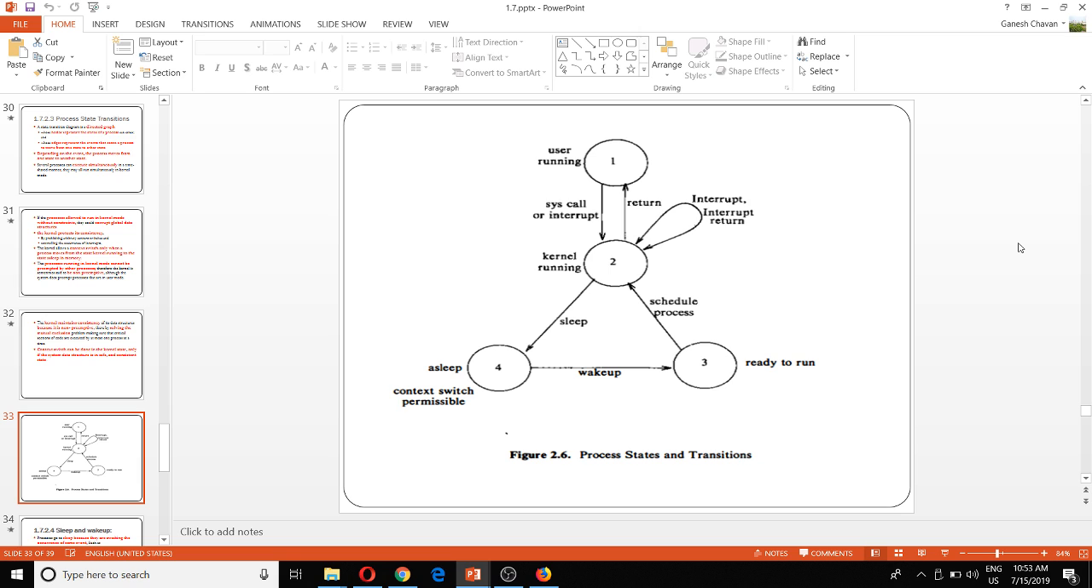Ready to run is our state number 3, and from that 3 to kernel running, this 3 to 2 transition happens when a process is scheduled. A transition from 2 to 4 happens when a process goes to sleep, and the 4 to 3 transition happens when a process wakes up. Now 1 to 2 and 2 to 1, these transitions happen when there is a system call. With the help of the diagram, these points can be easily justified.